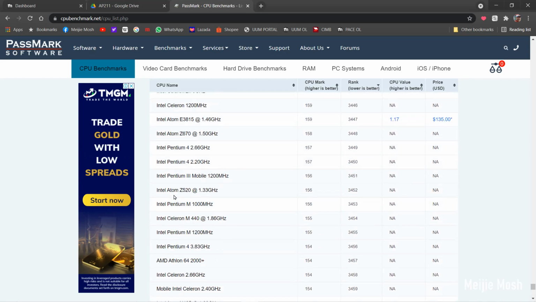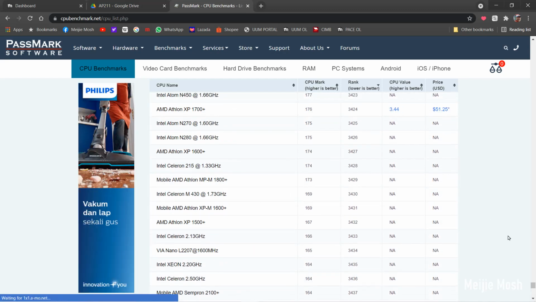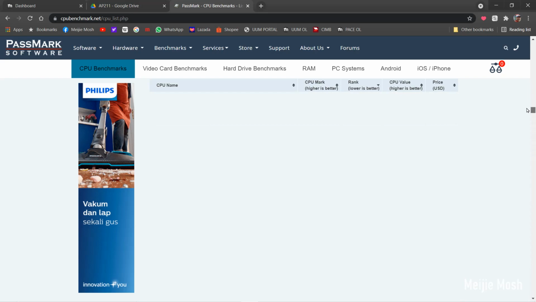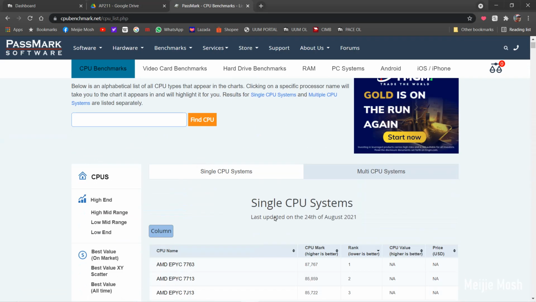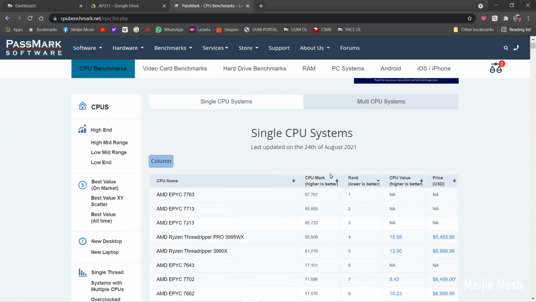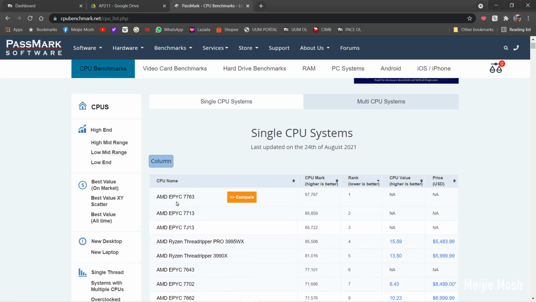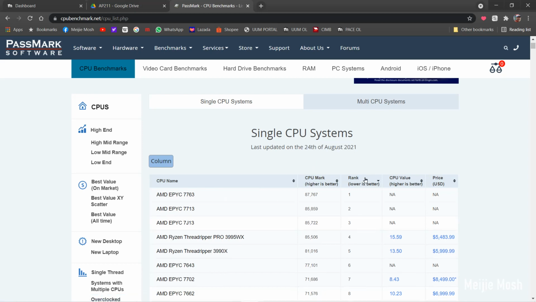Also, the CPUs are arranged in terms of CPU Mark. The higher is the better, so this is the rank. If you want to buy a CPU or a computer, look for the highest rank. The highest rank for today is the AMD EPYC 7763. This is the most powerful single CPU system for today.